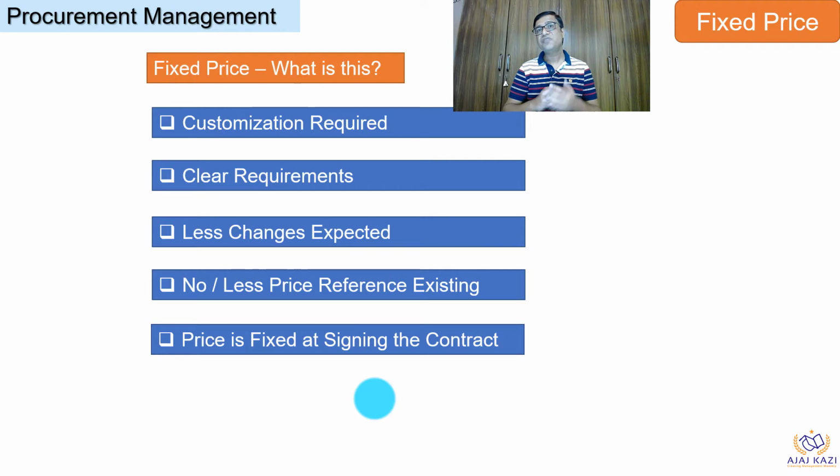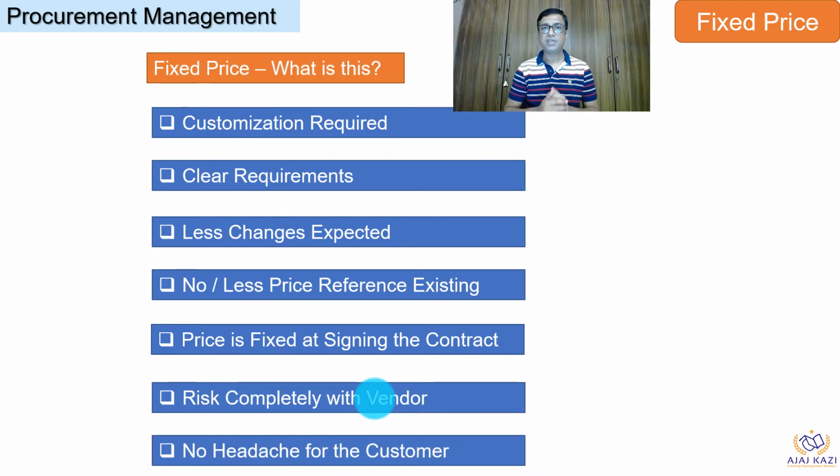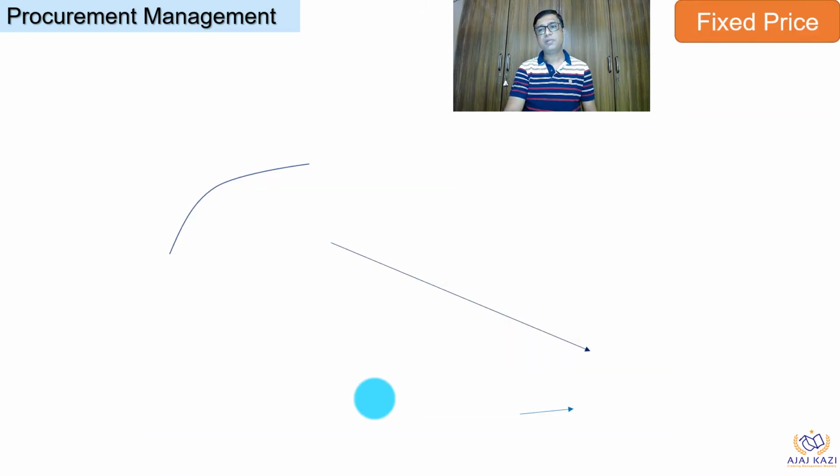It will have customization. It will have its own requirements and own scope. So price is fixed generally at the signing of the contract. And this is one of the riskiest things which a vendor can do. But this is a good thing for a customer because his headache is not there. He has put the right requirements, right scope, right deadlines, milestones, and explained them to the vendor. The vendor has come up with his cost and has signed the contract. It's the vendor's headache later on. Let us look at how it happens.